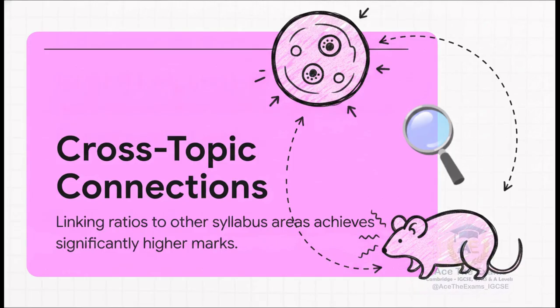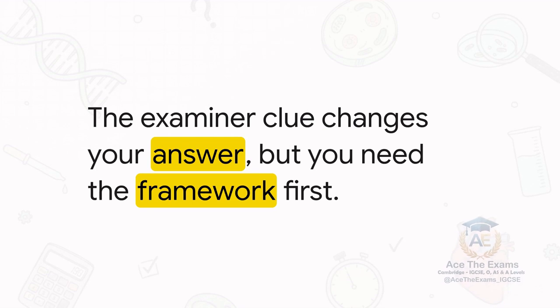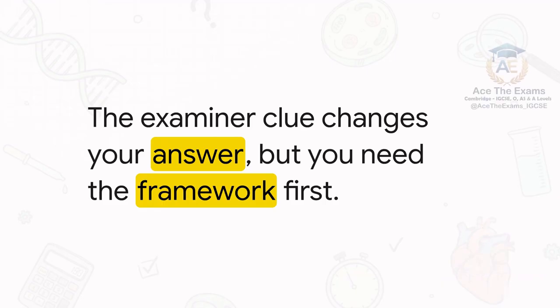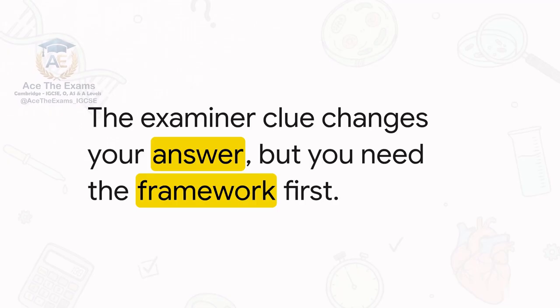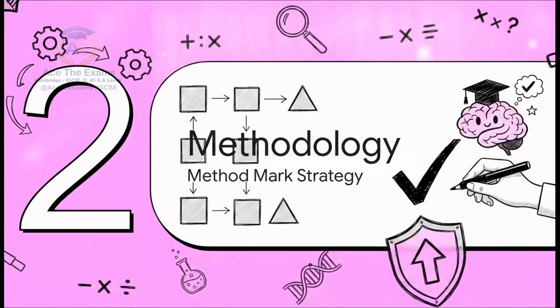Connect the dots. In just a few slides, I'm going to let you in on a specific examiner clue that completely changes how you should format your answer. It's a hidden indicator right there in the prompt. But first, you need a procedural framework that makes that hidden clue completely obvious when you see it. Which brings us to Section 2, Securing Your Method Marks. Let's look at the exact step-by-step strategy you need.